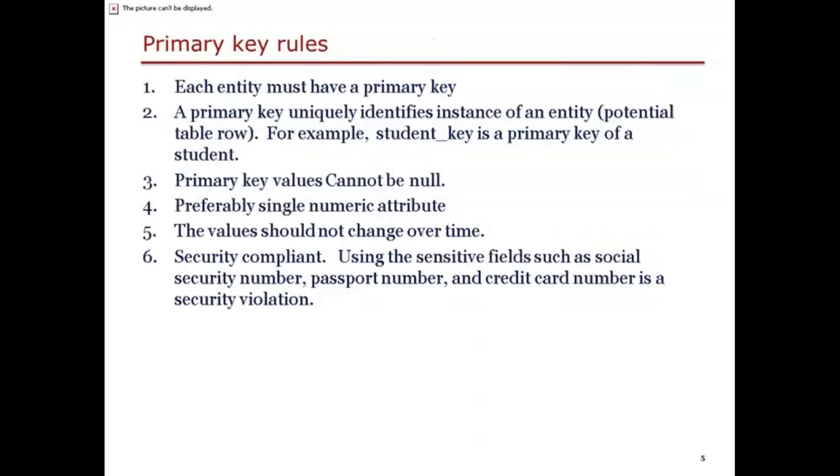Now, even though the primary key constraints are not enforced, this is something for you to do. You want to make sure that each of your entities has a primary key, right? So each student has a unique ID, and you want the primary key to uniquely identify every single student. Now, you want to make sure the primary key cannot be null, so you cannot have an empty student ID. In other words, you want it to be a single numeric attribute, and you want to make sure that the value does not change over time.